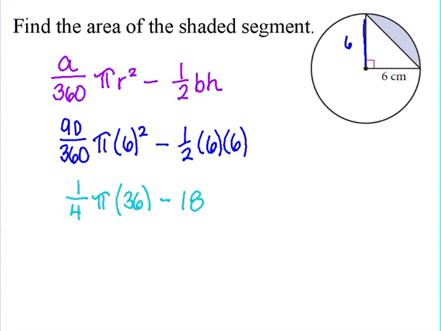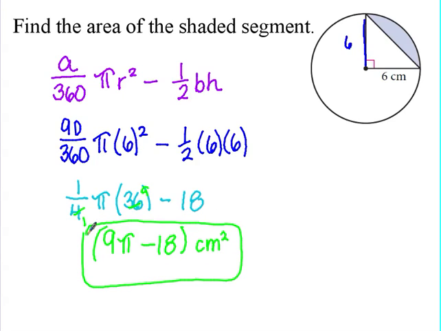Now, if the question asked you to leave this in terms of pi, this will reduce to 9 pi minus 18. And if they asked you to leave it in terms of pi, that's your answer. You stop right there. What's 6 times 6 minus half... Oh, never mind. Okay, so if they asked you to leave it in terms of pi, this would be your answer. You can't combine the pi and the 18. You can't do it. So you just leave it as it is.